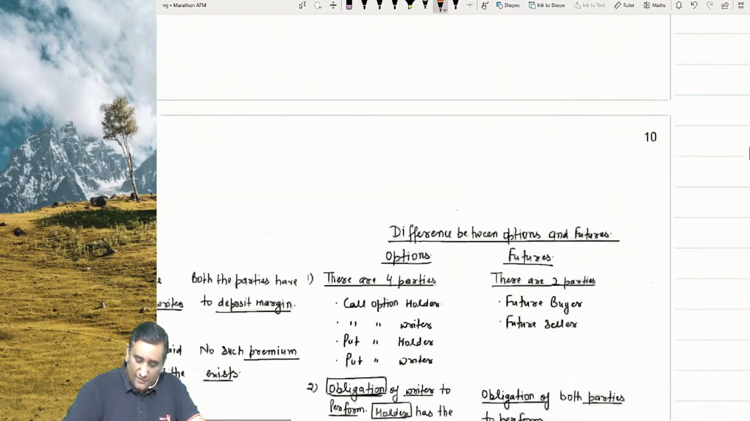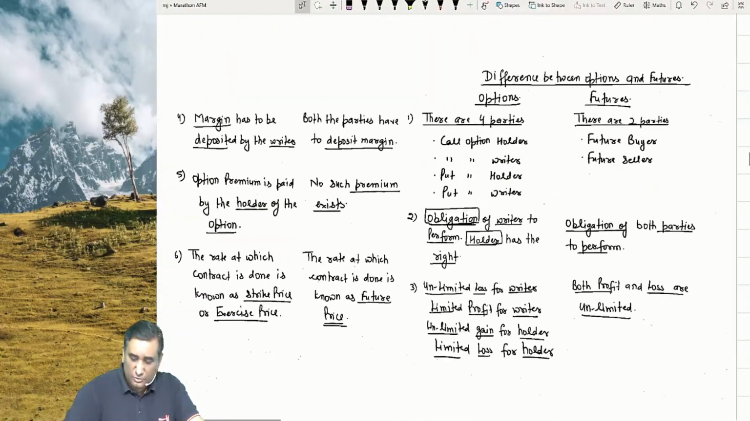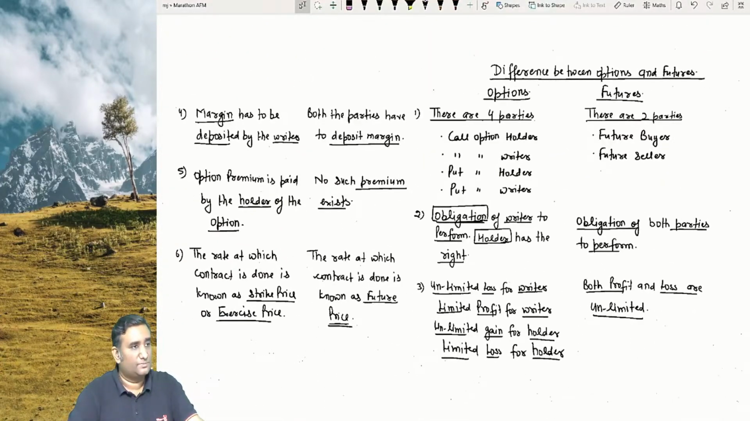The next slide I have taken is the difference between options and futures. This should give you clarity on how the difference between them comes. There are four parties in options: call option holder, call option writer, put option holder, and put writer. In futures there are two parties, the future buyer and seller.